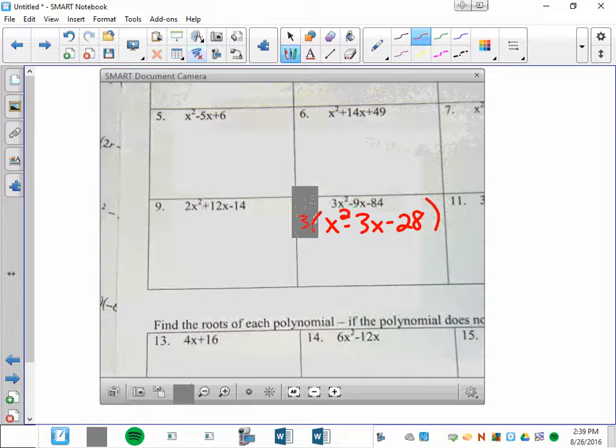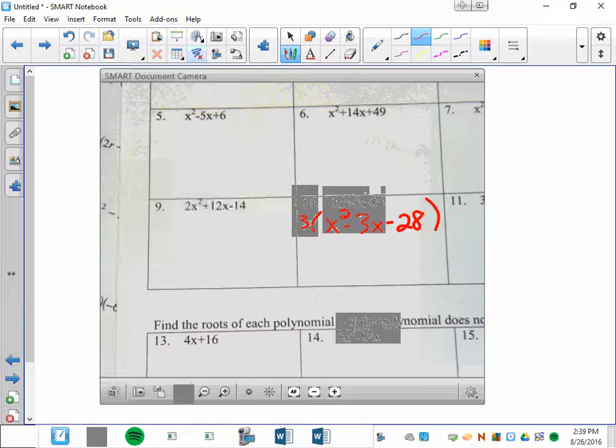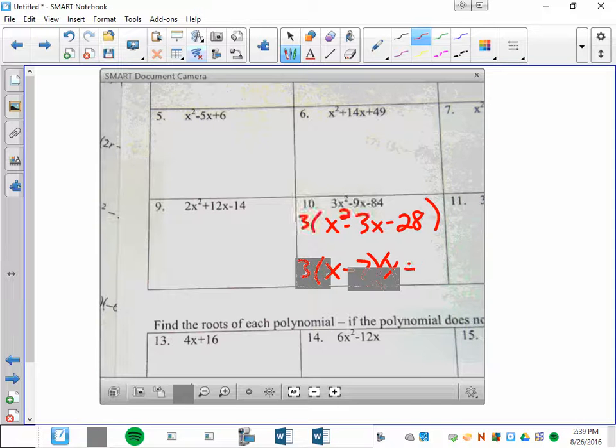Okay. Are you good enough to do this without the box? Are there factors of 28 that create 3, negative 3? 7, negative 7, and positive 4. If you're good enough at doing that, jump straight to that step and skip the box. So it's going to be 3 times x minus 7 and x plus 4.